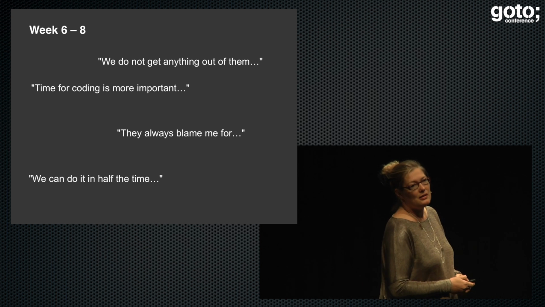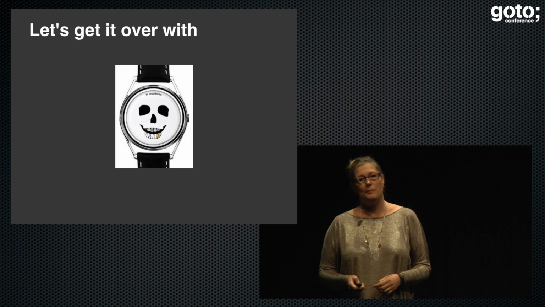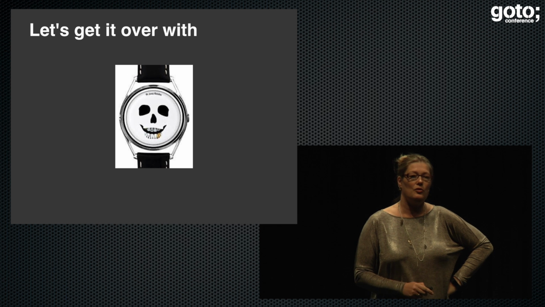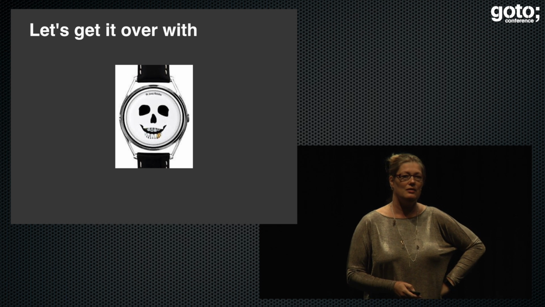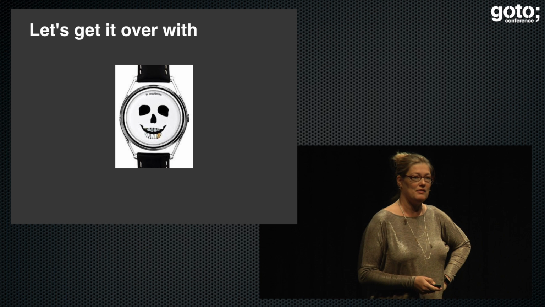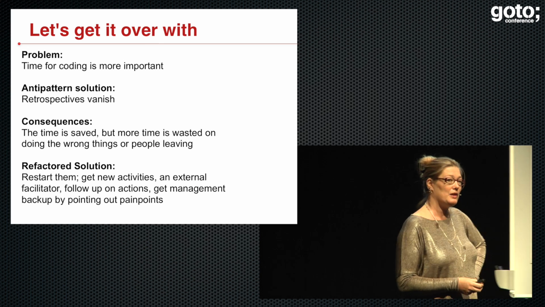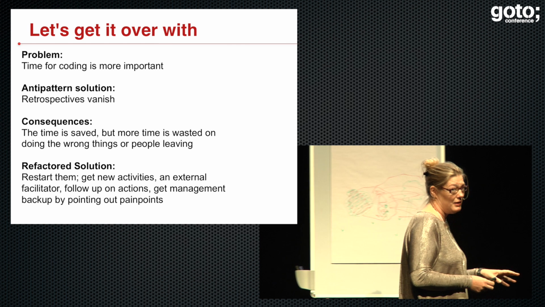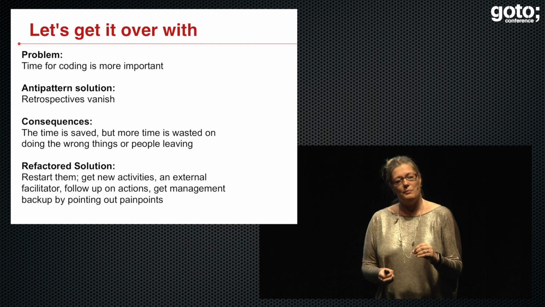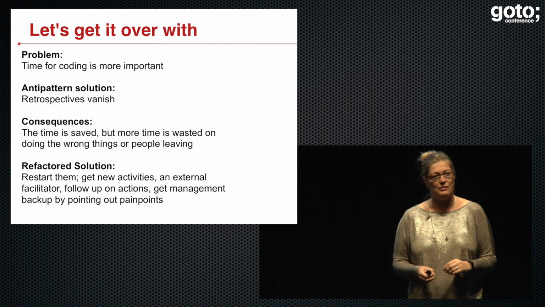And when you hear these things from people in the team, you're in the anti-pattern that's called let's get it over with. And the problem with the let's get it over with situation is that it actually deteriorates the retrospectives because they say, well, we can do it quickly, or we can do it in half the time, maybe just cut 10 minutes, maybe just cut 15 minutes, and slowly but surely the retrospectives will vanish.